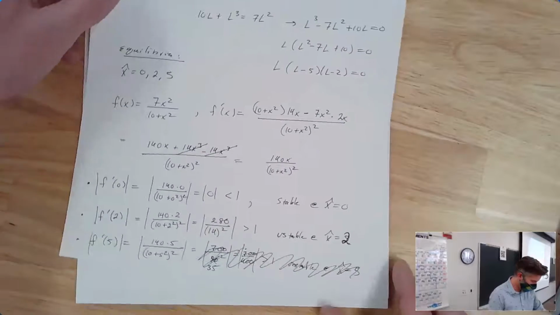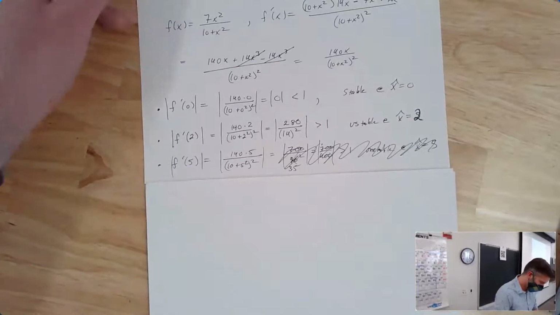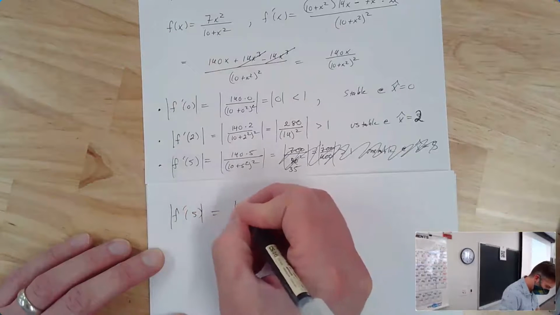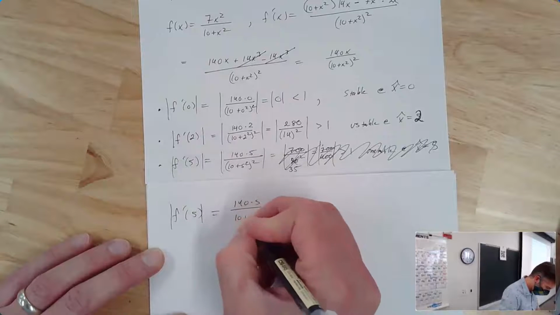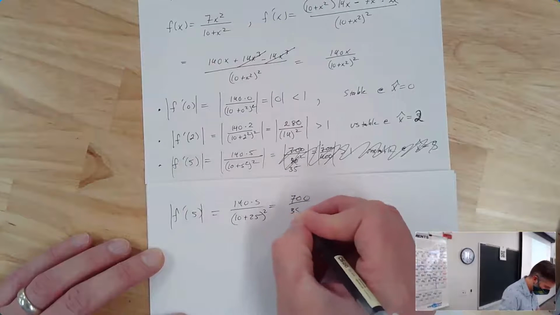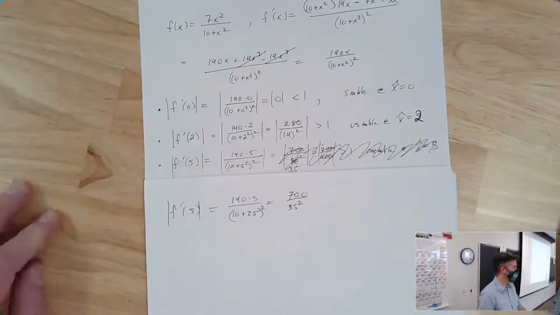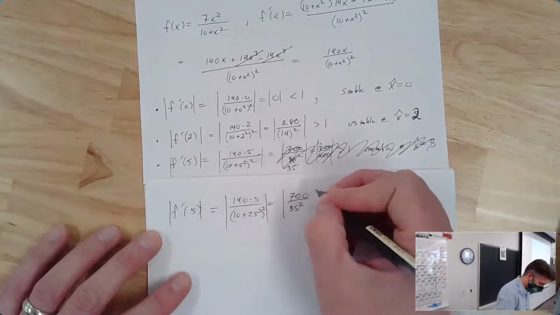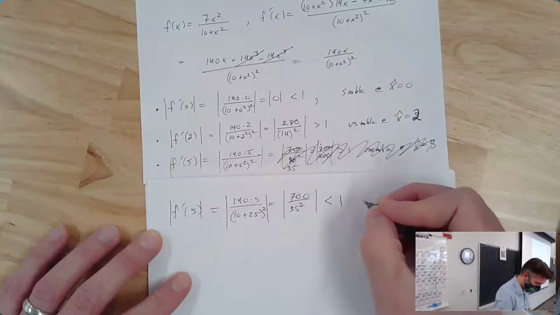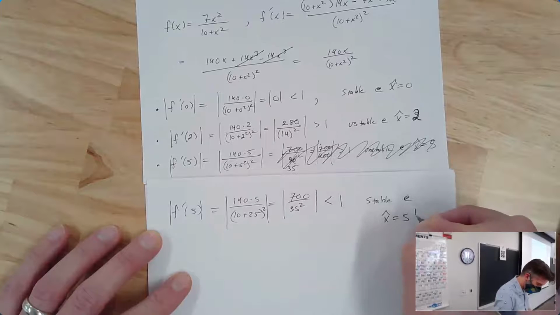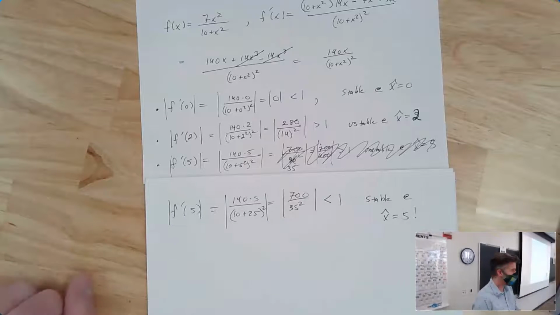So fine, we'll go to a new page here. So f prime of 5 is really 140 times 5 over 10 plus 25, squared, which is 700 over 35 squared. 35 squared is definitely bigger than 1,000. So this is definitely smaller than 1. Good catch. Thank you. So it's stable at x hat equal to 5. See, small errors can make a big difference.